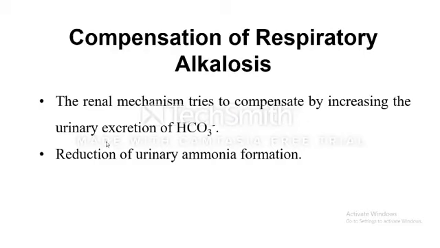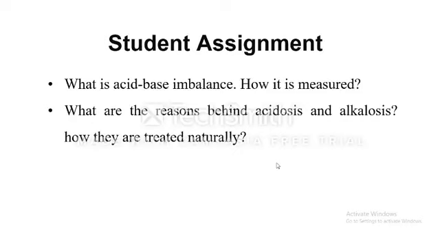Compensation of this respiratory alkalosis: the renal mechanism tries to compensate by increasing the urinary excretion of bicarbonate. That's simple. When these bicarbonates are removed, alkalosis can become normal and leads to normal range. Reduction of urinary ammonia formation can also lead to the compensation of respiratory alkalosis.